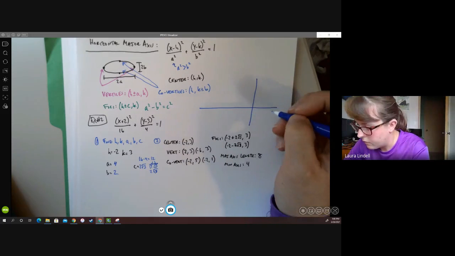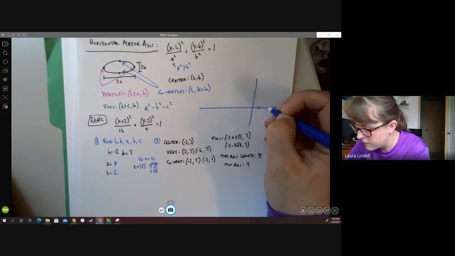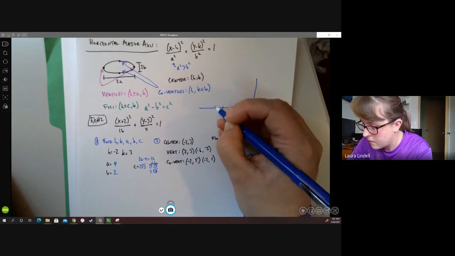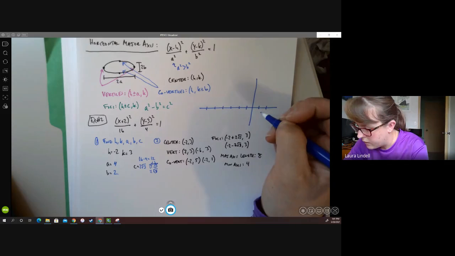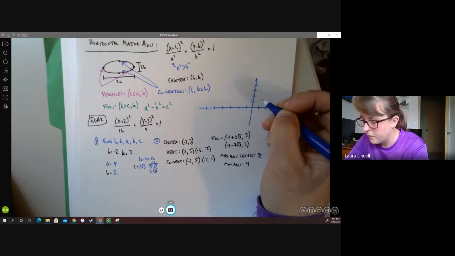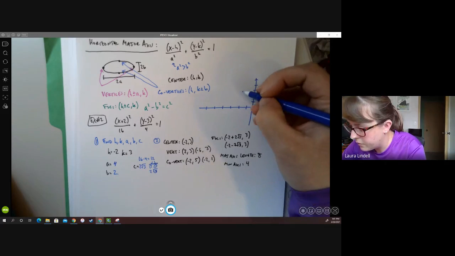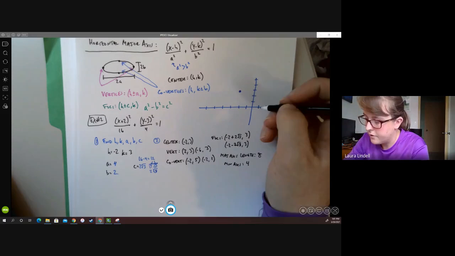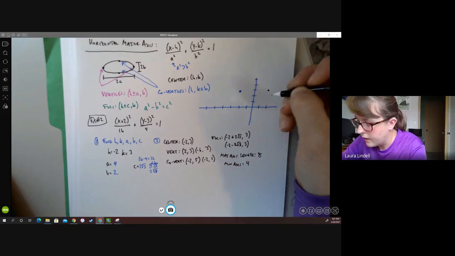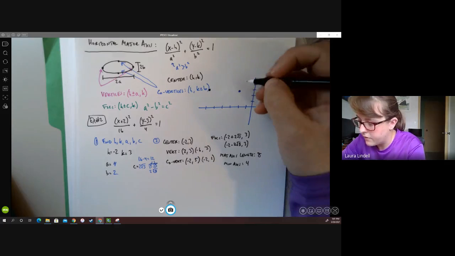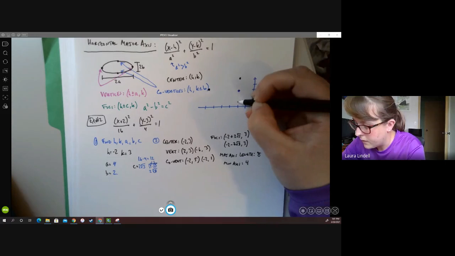Let's see, we need to go out to 2 in this direction and then 6 in this direction. And we need to go up 5. I think that's all. Okay, so our center at -2, 3. And then our vertices at 2, 3 and -6, 3. And then the co-vertices at -2, 5 and -2, 1.